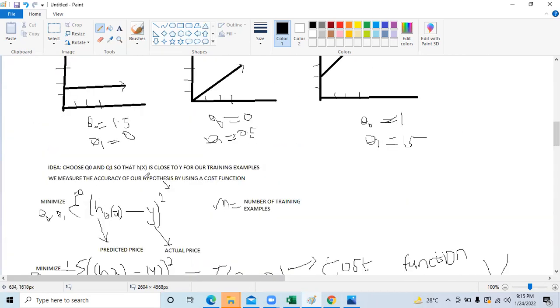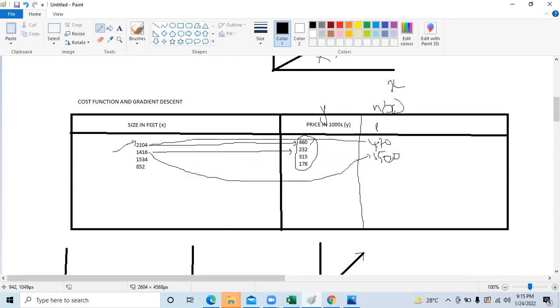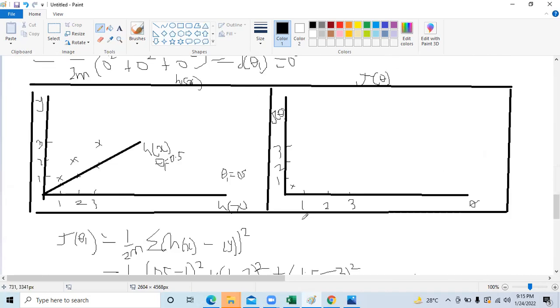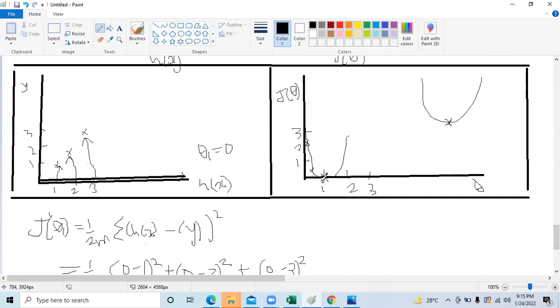Let me do a recap. We choose theta 0 and theta 1 such that h of x is close to y for our training examples. So this is h of x, for example. We want a situation where our prediction for this size would give us 315, and for this size will give us 178. We want our model to be as accurate as possible, but for that, our cost function has to be at the global minimum.